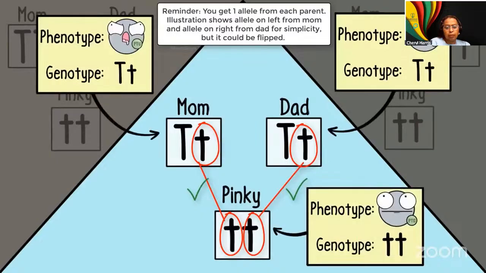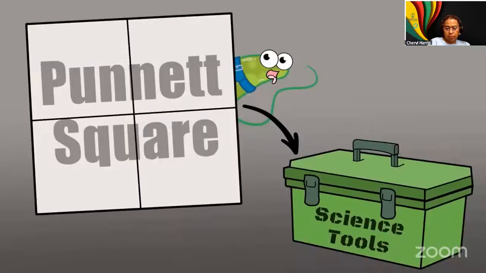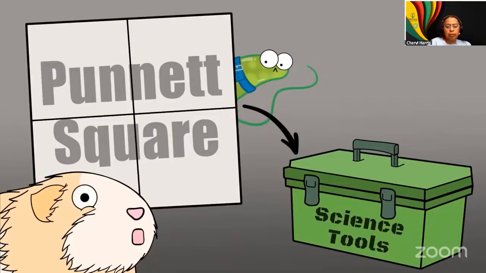and their phenotype is PTC taster. Punnett squares can be used to determine the probabilities of offspring having certain genotypes, which then can be used to determine their phenotypes. But Punnett squares are for another Amoeba Sisters video.